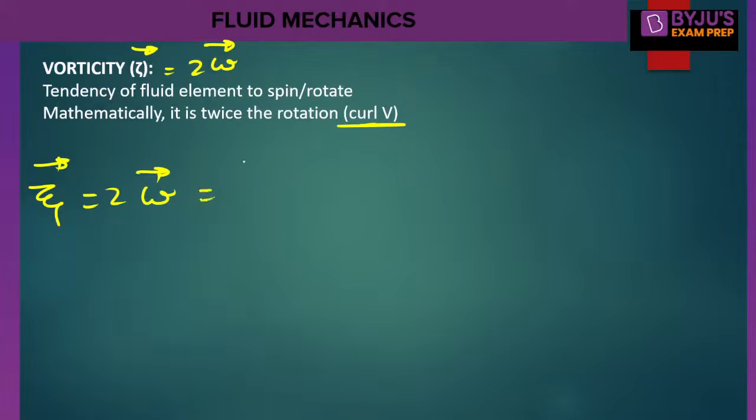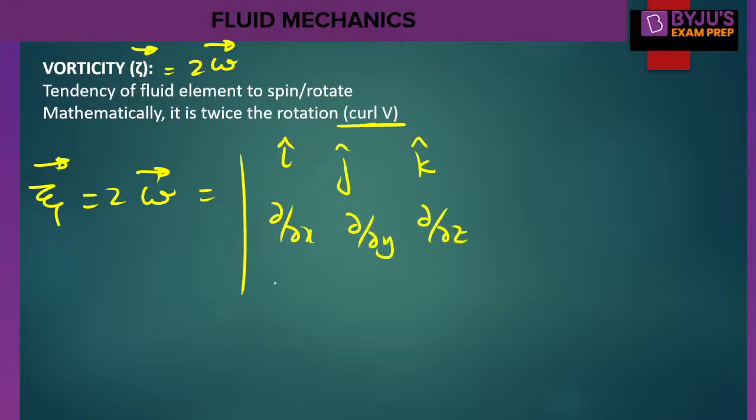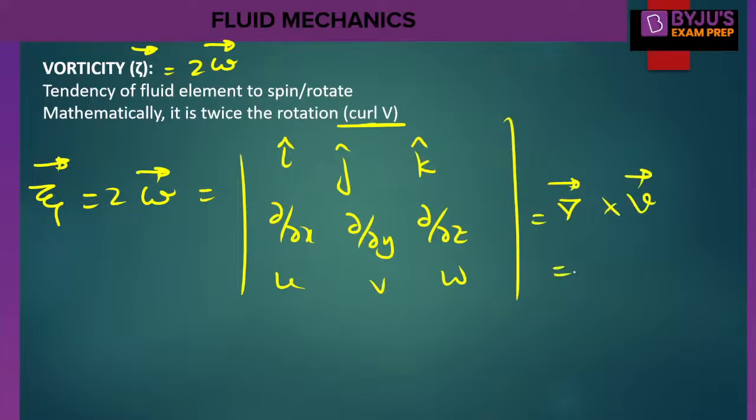is equal to this determinant: i, j, k; del by del x, del by del y, del by del z; u, v, w. That is called del cross V. That is called the curl of V, the curl of the velocity vector. The cross product of del and the velocity vector is called the curl of the velocity vector.